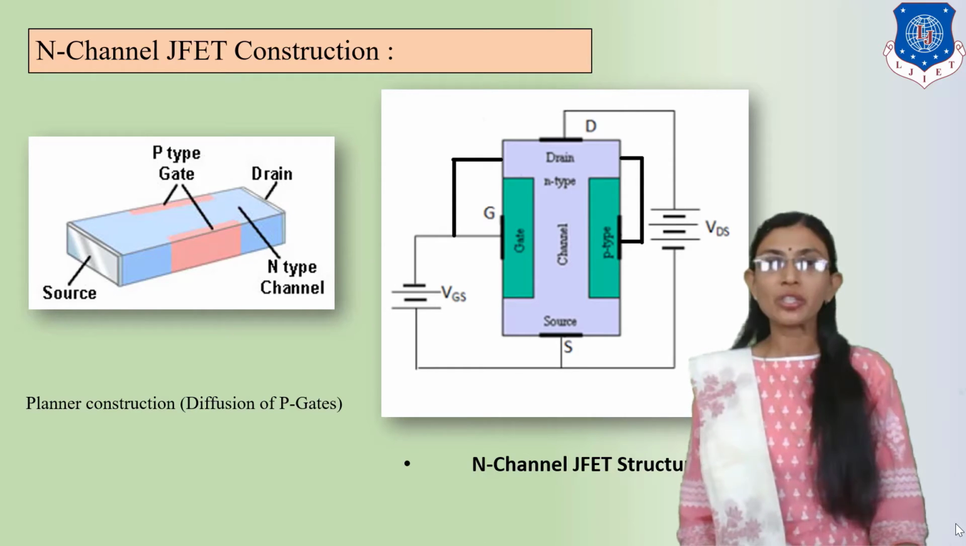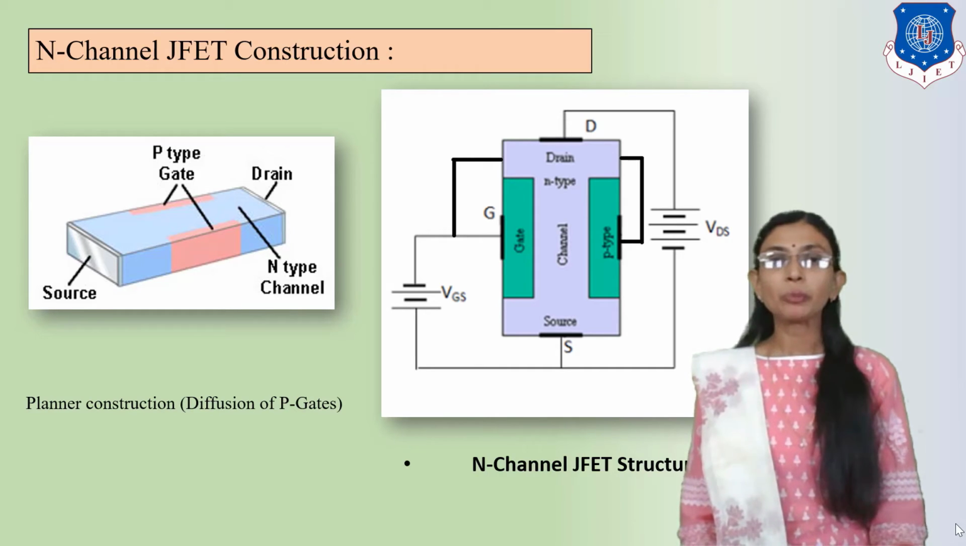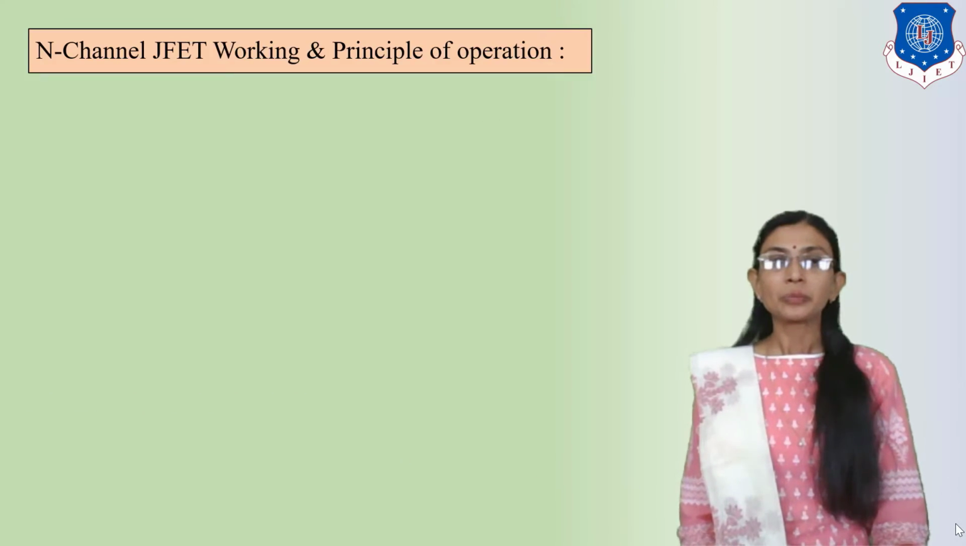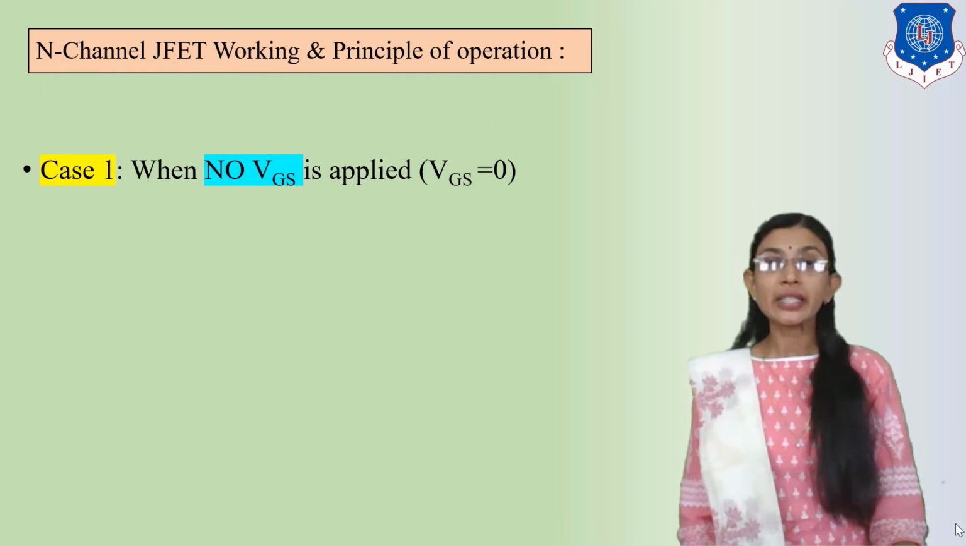As per the operation, the working is based on two biasing conditions, one the biasing battery VGS and another VDS. So according to this N-channel JFET, we will have the N type channel and two batteries connected to the input loop and output loop. N-channel JFET working and principle of operation. Look at this. We will understand the operation with three cases.